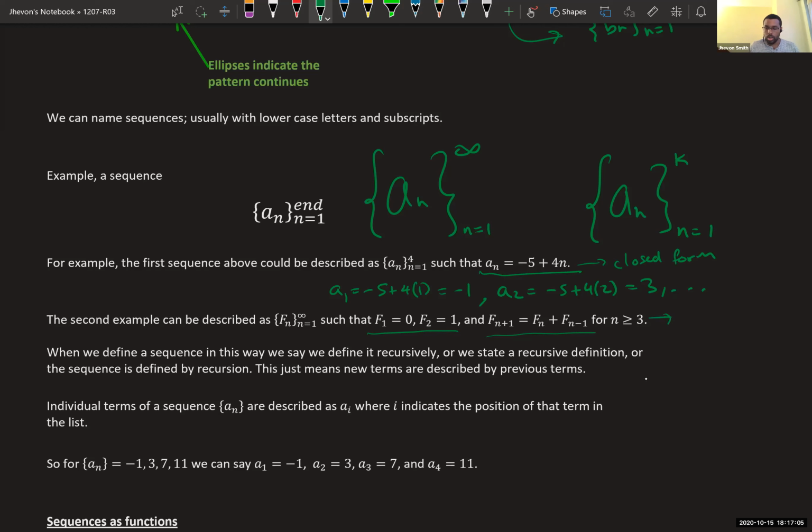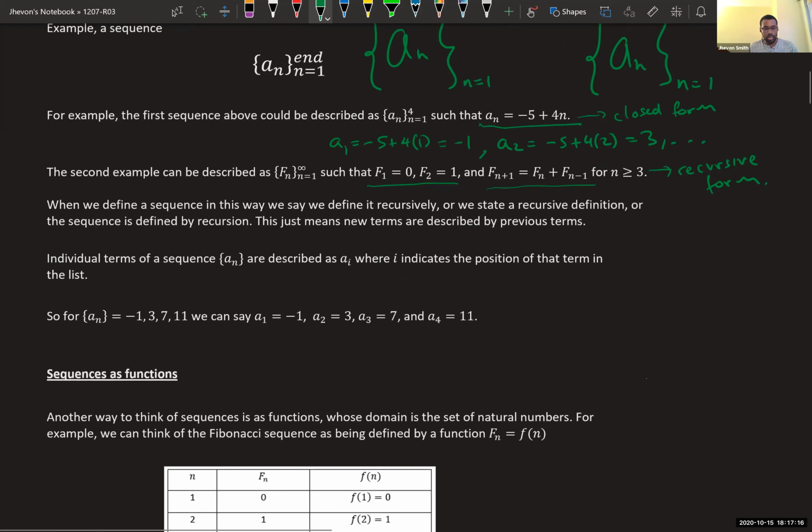And this is called a recursive form. So I can describe the list in a couple different ways. Those are the two main ways, okay? I already mentioned this here. Your A1 would be the minus one. In the first list, your A1 would be the minus one, your A2 would be the three, your A3 would be the seven, your A4 would be the 11, et cetera.